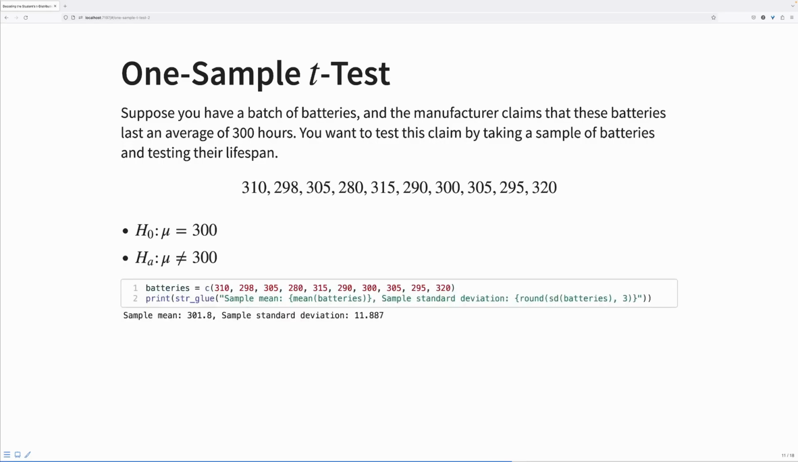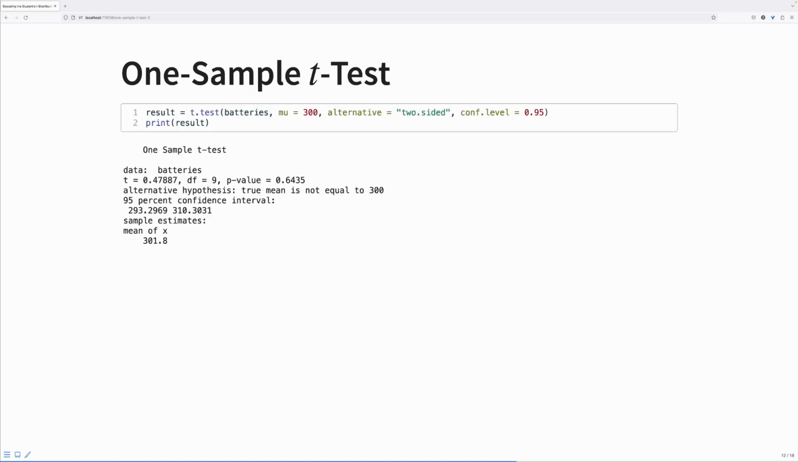And then we prepare our raw data. We set it as batteries here. And then we calculate the mean, which is 301.8. The sample standard deviation is 11.887. Okay, so instead of plugging in all the numbers and calculating the t statistic, we will use t.test and plug in the raw data. Here we set mu equal to 300, alternative equal to two-sided, and confidence level equal to 0.95.